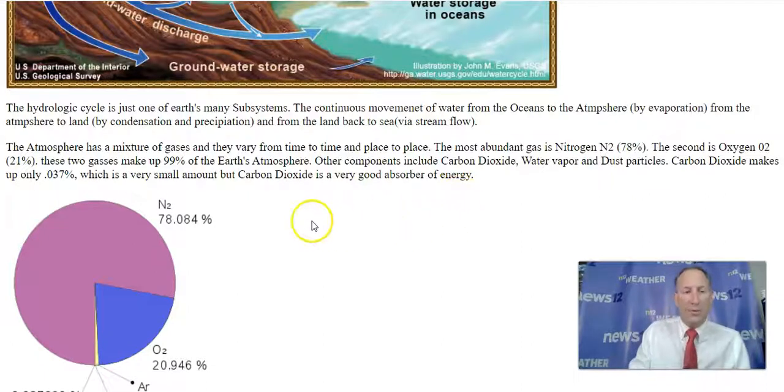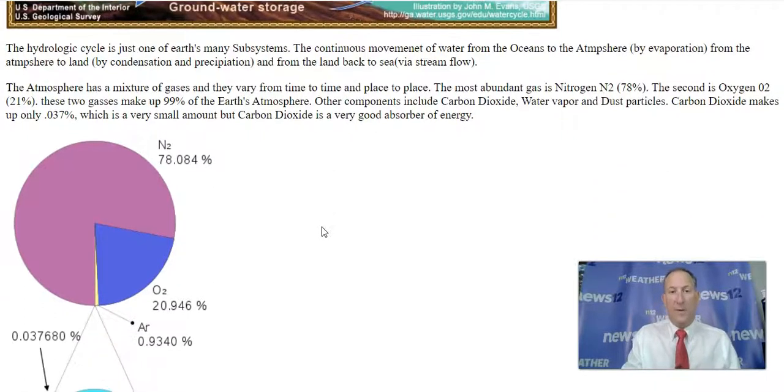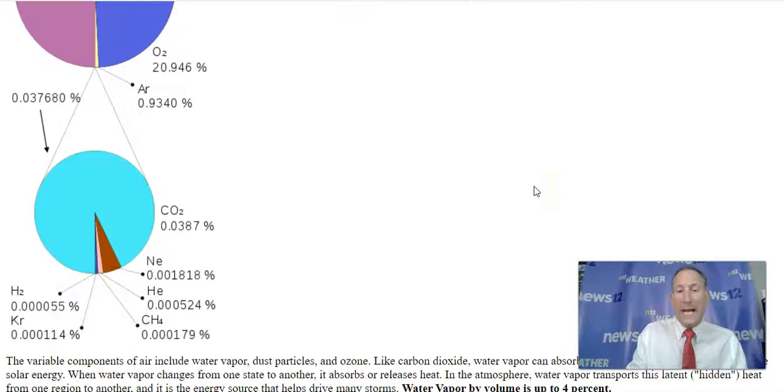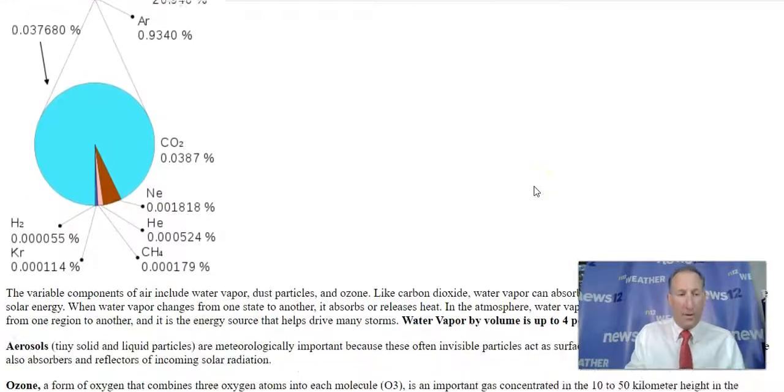So we look at these two gases, nitrogen and oxygen, and then the small gas of argon, and then we have these very minute gases that make up only 0.03%, very, very small. Water vapor makes up about 4% by volume. And again, these are all absorbers of radiation in the atmosphere, which could warm the Earth.